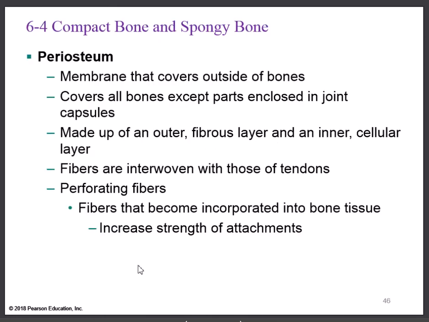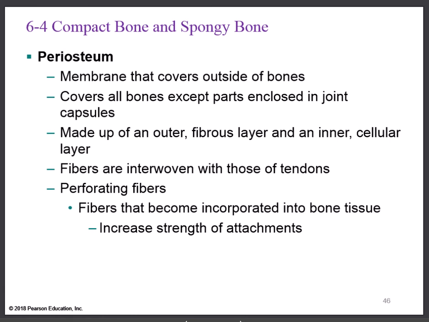Okay, so now that we know the true anatomy of the compact bone, having the osteons, and the spongy bone having the trabeculae, let's review, in a little bit more detail, the periosteum and the endosteum. We've mentioned them in previous lessons. The periosteum is the membrane that covers the outside of the bone. Peri means like a perimeter around. Osteum is the bone. It covers all parts of the bone except for the bone that's within the joint.